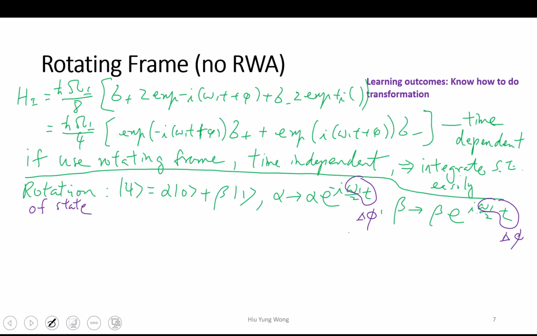Even if you don't have the B0 pointing up, I still can do a rotation, right? No, I just rotate, transformation. I'm not really saying that it's physically rotating. I'm just saying that, okay, what if I do something to let it rotate? How will you represent the state? That is what I'm talking about here.